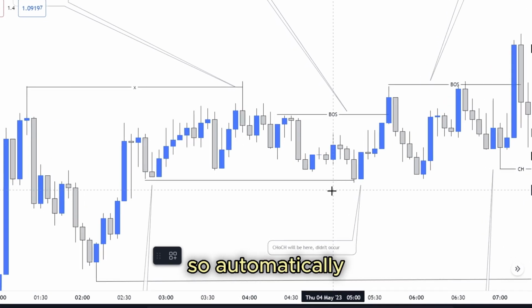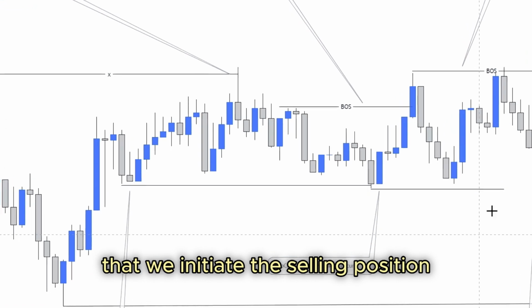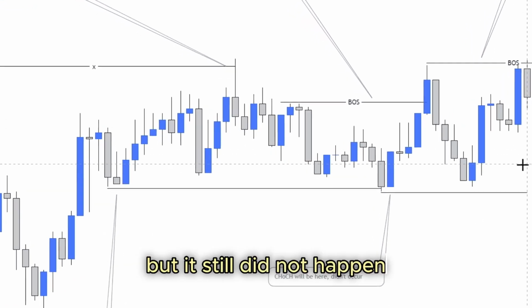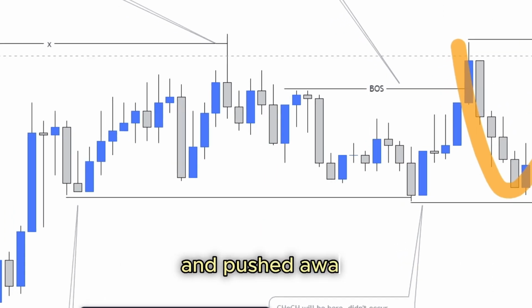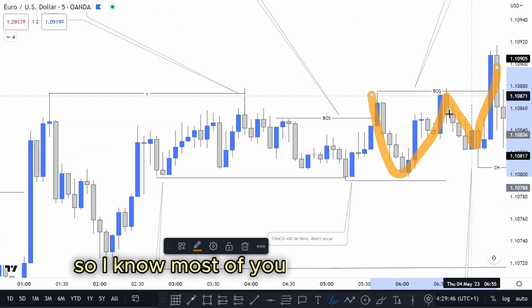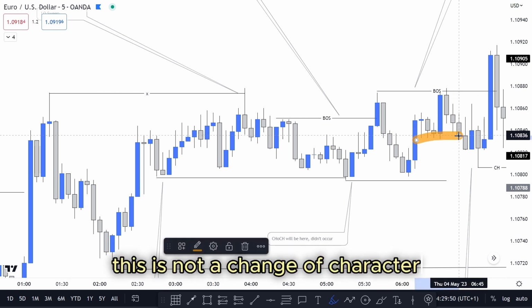So automatically this low was supposed to be the change of character where we initiate the selling position, but it still did not happen. But what happened? Price came down and pushed away the second time. I know most of you will be taking this as a change of character. This is not a change of character.